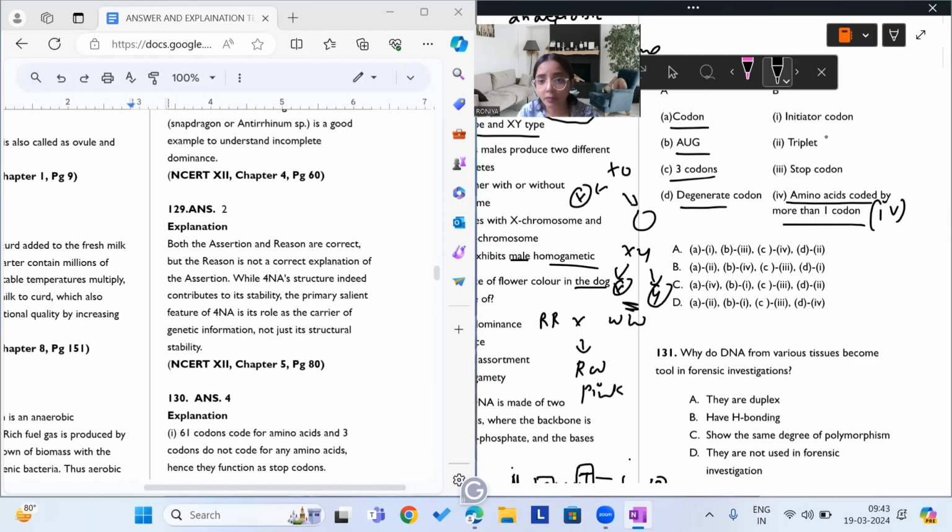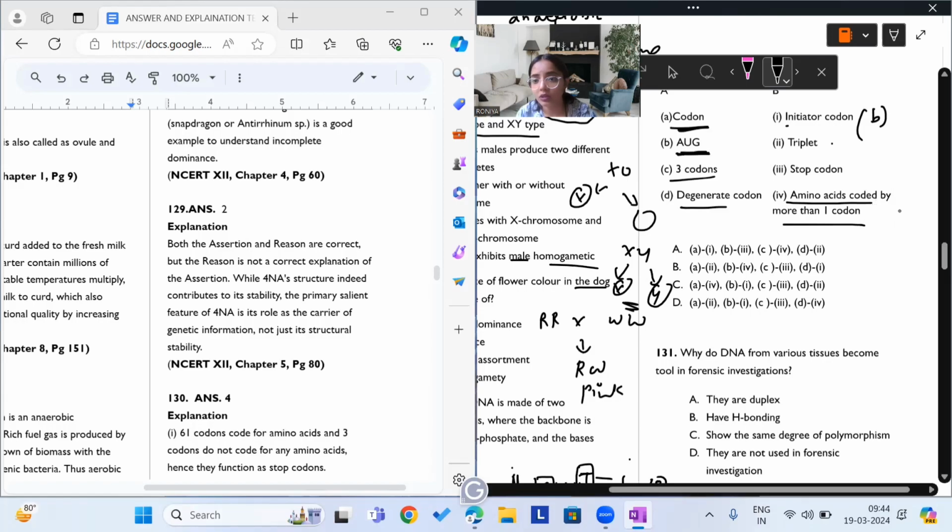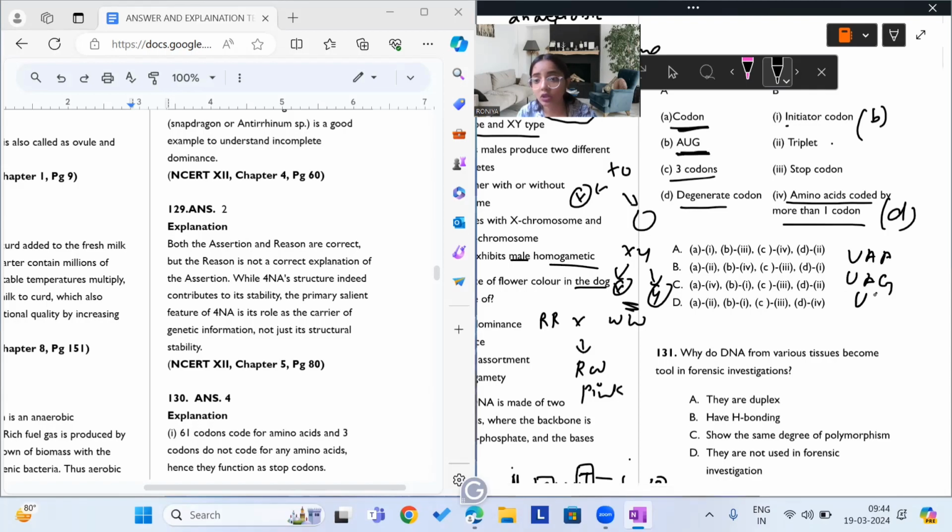Now codon is triplet. Let's see, AUG is an initiator codon, all of us know. So this is B. There are 3 stop codons, UAA, UAG, UGA. So 3 codons, stop codons. And codon is triplet. So it is A2, B1, C3, D4. So the 4th option is the correct answer.